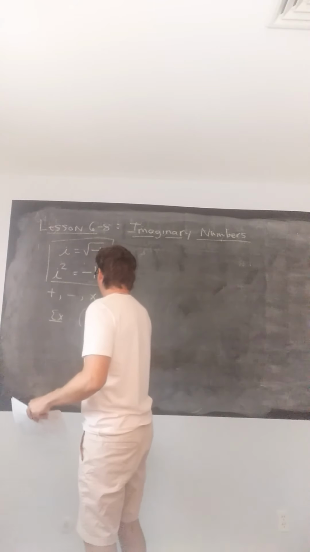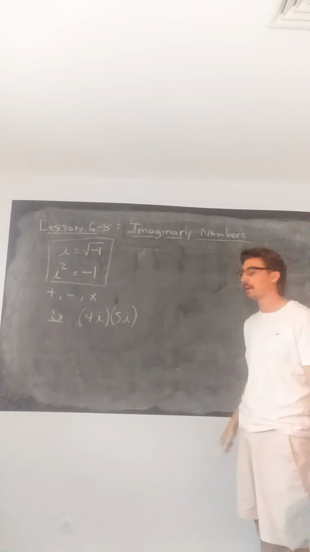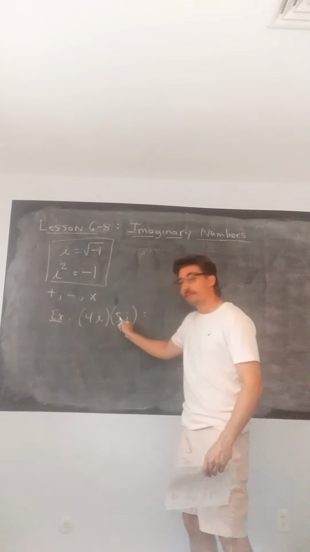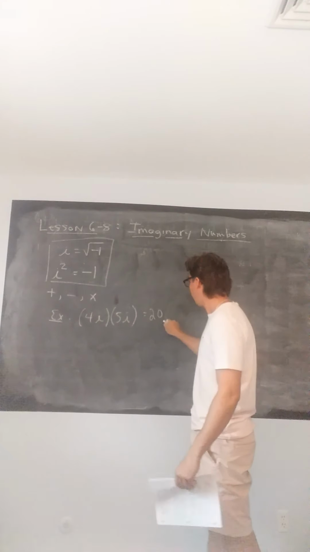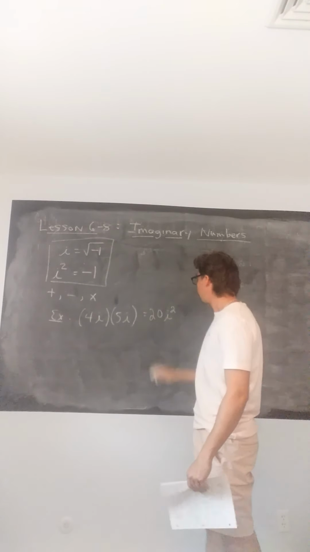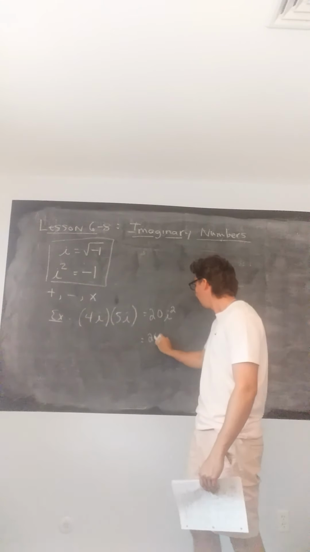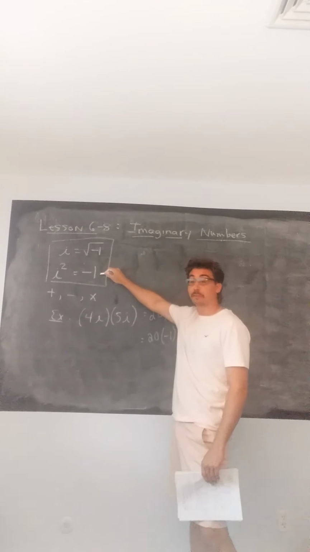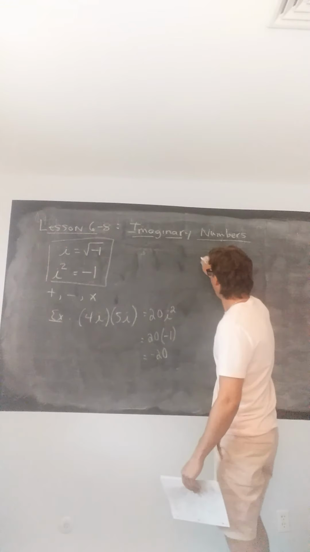For example, now let's take something like this. Say we have 4i times 5i. Well, do the numbers like usual. What's 4 times 5? That's 20. Now we have i times i, that's i squared. So technically we're not done. We have to finish this off. So 20i squared is 20 times -1, because remember, i squared stands for -1. So this is going to be -20. Okay?